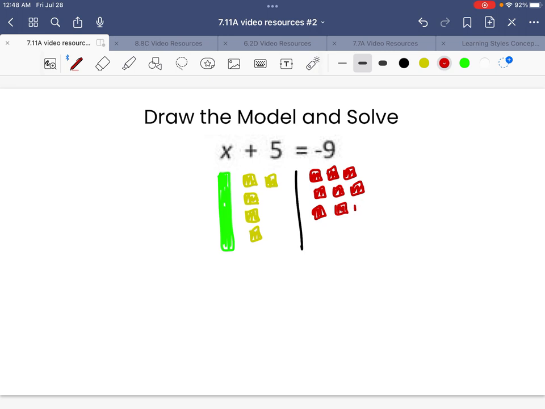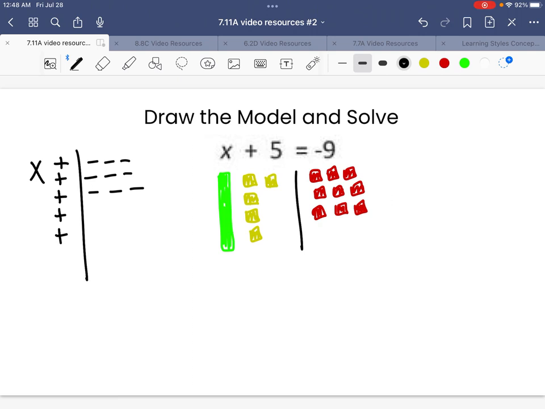If you don't have colors and you still want to be able to represent this, another way to do it would simply be to say I have 1 whole x, I have 5 positives, so I can use plus marks to represent positives, and all of that is equal to my 9 negatives, which I can represent with minus signs. Same equation, just modeled a little differently. And now we want to be able to solve this.